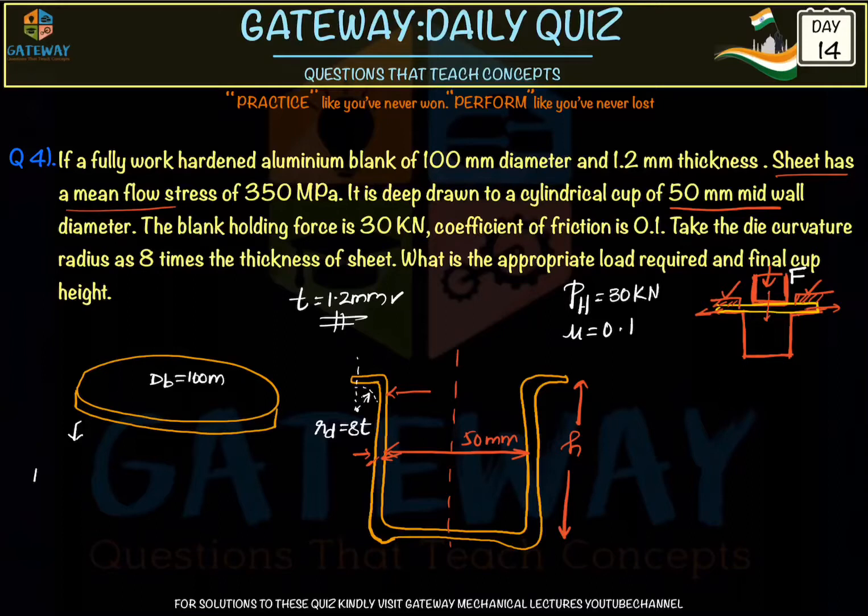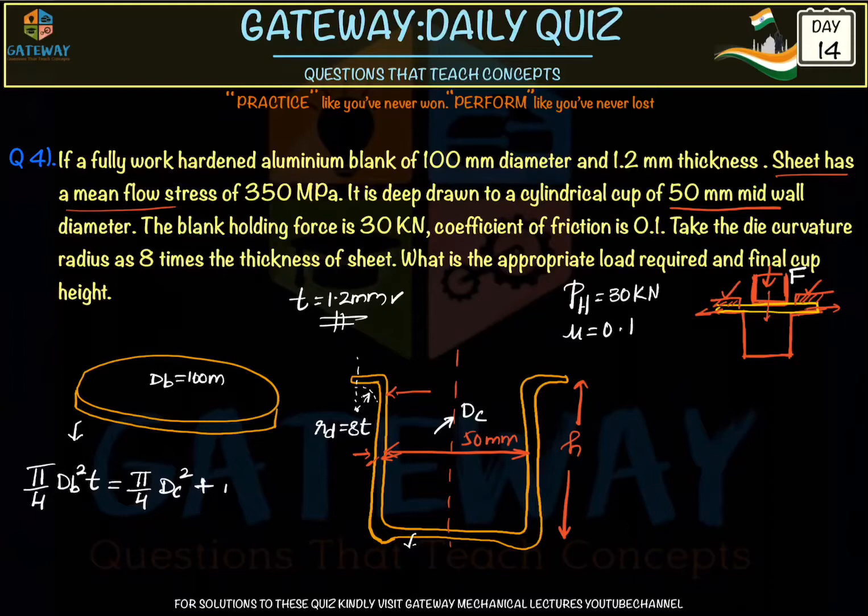And for this we know pi by 4 into dB square into the thickness is the volume before, and the volume after will be pi by 4 into the cup diameter. The 50 mm given is called the cup diameter. We need to calculate the height. Then the cup is cylindrical, right? So pi by 4 into dc square, plus the bottom also will have material, right?